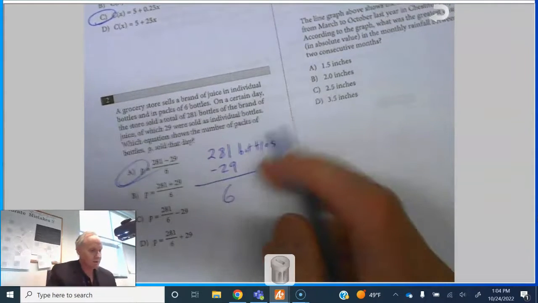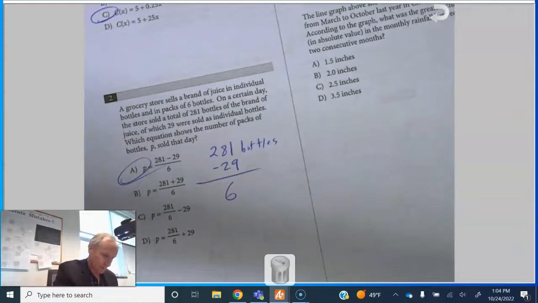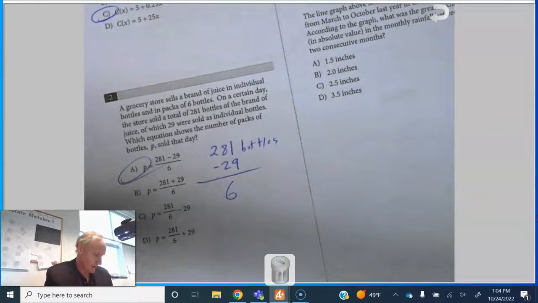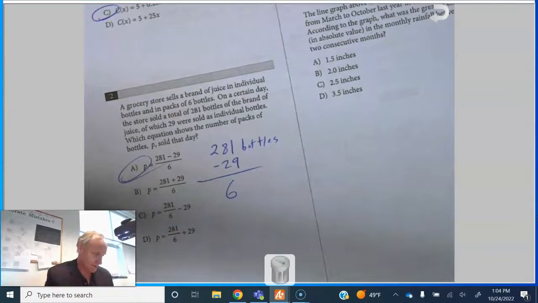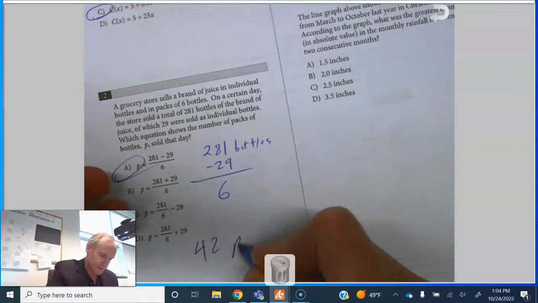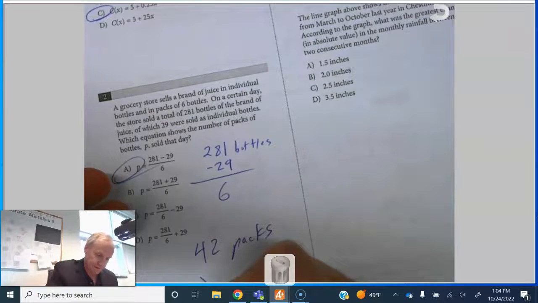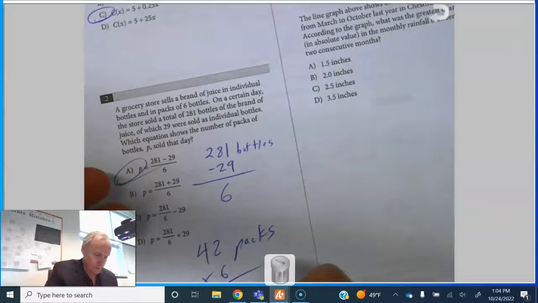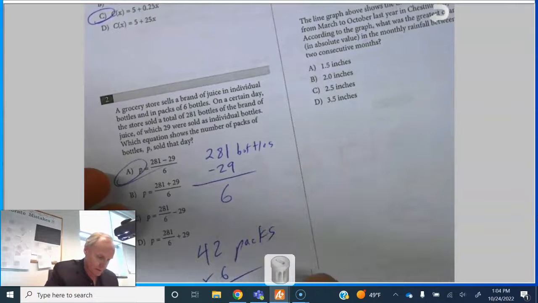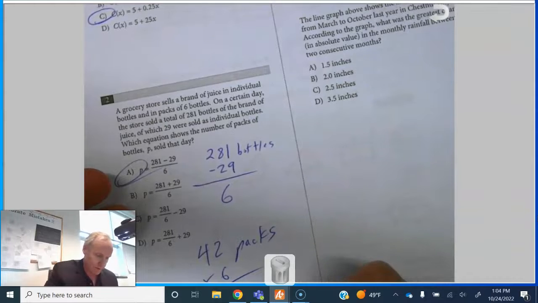And a good thing to do is to actually do the problem. 281 minus 29, I should do it by hand, but I'm not going to. Divide by 6. There are 42 packs with 6 in each one. That's 246 plus 29 individual bottles makes 271. What happened?